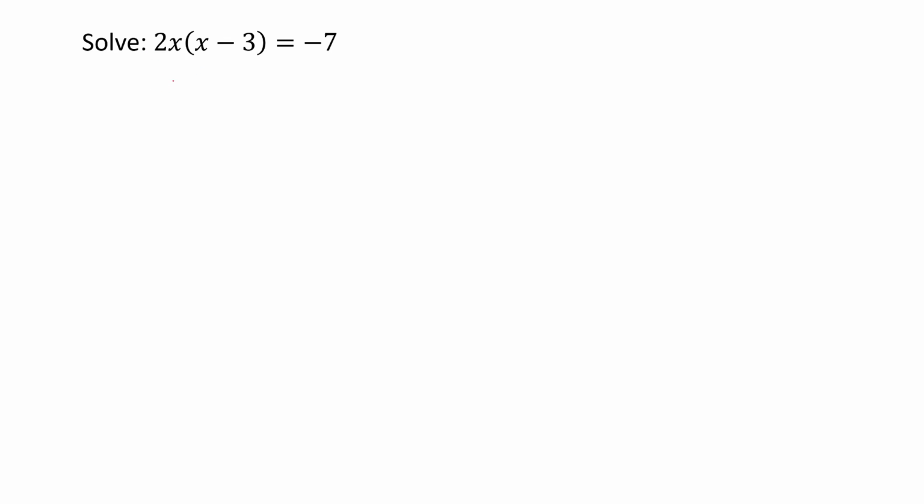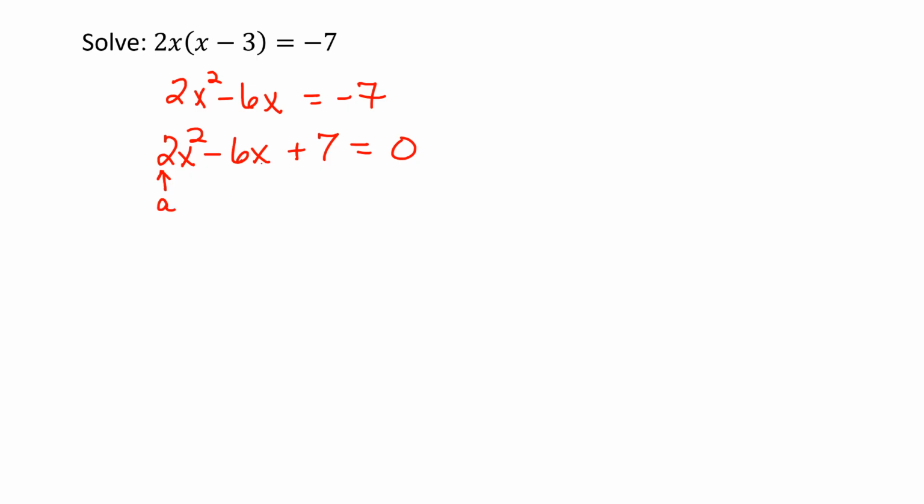So if we multiply this out, we're going to have 2x squared minus 6x equals negative 7. So it is a quadratic equation, and we want to get everything on one side because you cannot use the quadratic formula until you have moved everything to one side. Get it in order with your x squared term first, your x term second, and your constant third, and then have it all equal 0. So your x squared coefficient is your a, the negative 6, the coefficient on the x, is your b, and the 7 is your c.